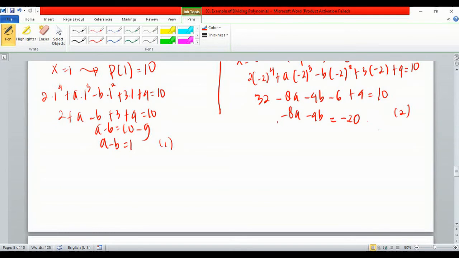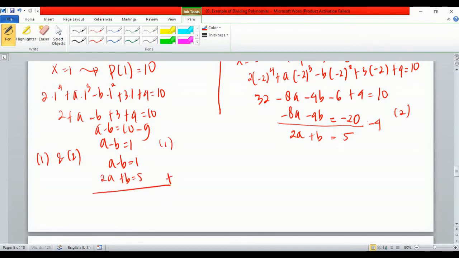Okay, now here we want to divide this by minus 4. Minus 8a divided by minus 4 is 2a, plus b, and minus 20 divided by minus 4 is equal to 5. So we want to eliminate between 1 and 2. So a minus b equals 1, and then 2a plus b equals 5. So this is plus, so 3a equals 6, and then a is 2. We have a, so we substitute it into a minus b equals 1: 2 minus b equals 1. So 1 equals b.